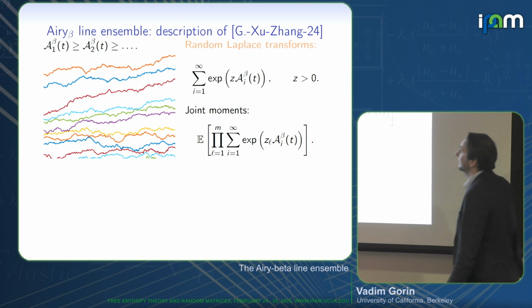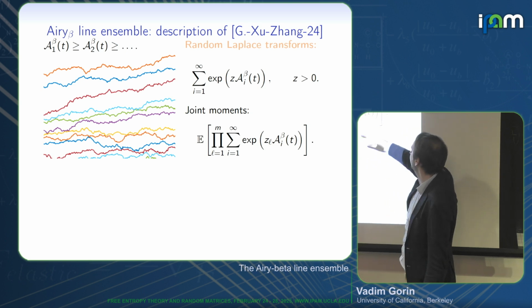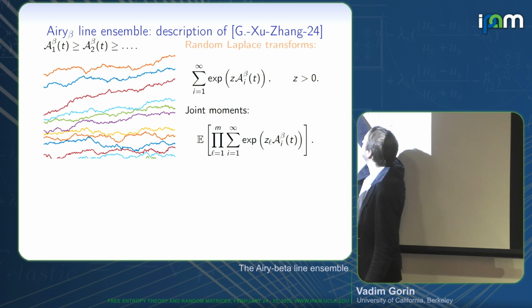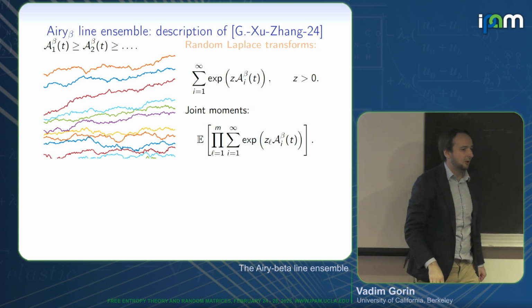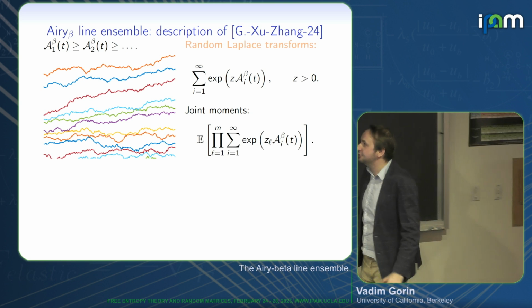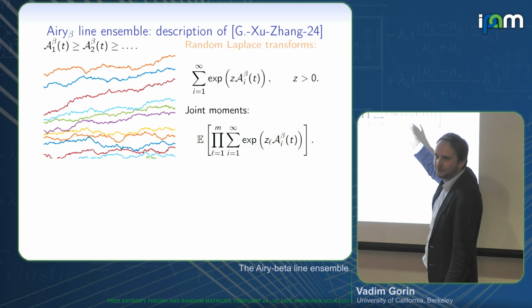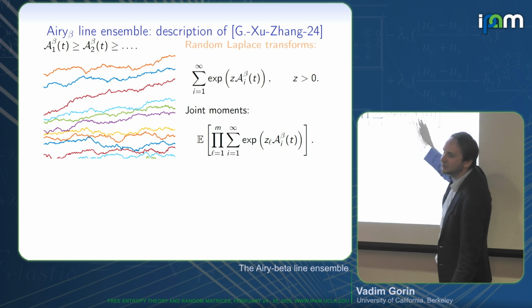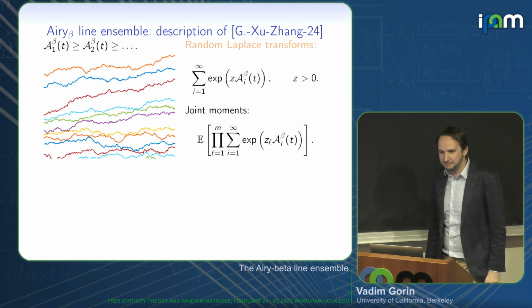This random thing we describe in the limit with joint moments. You vary t, you vary z, and you look at the joint moments of these random variables, and that's how the limiting object is described here. It's a little bit non-trivial to see that these joint moments uniquely determine the ensemble, because the moments grow very fast in this situation. But you can use some additional arguments to convince yourself that that's what's happening.